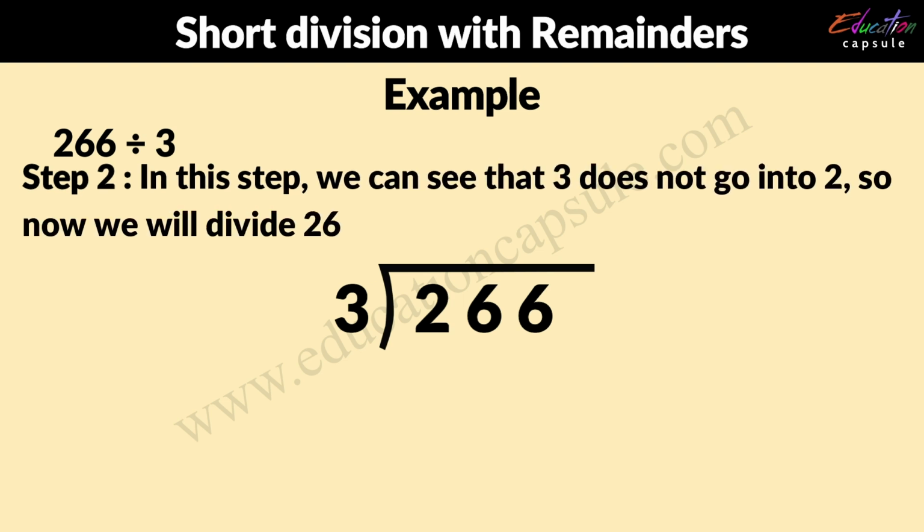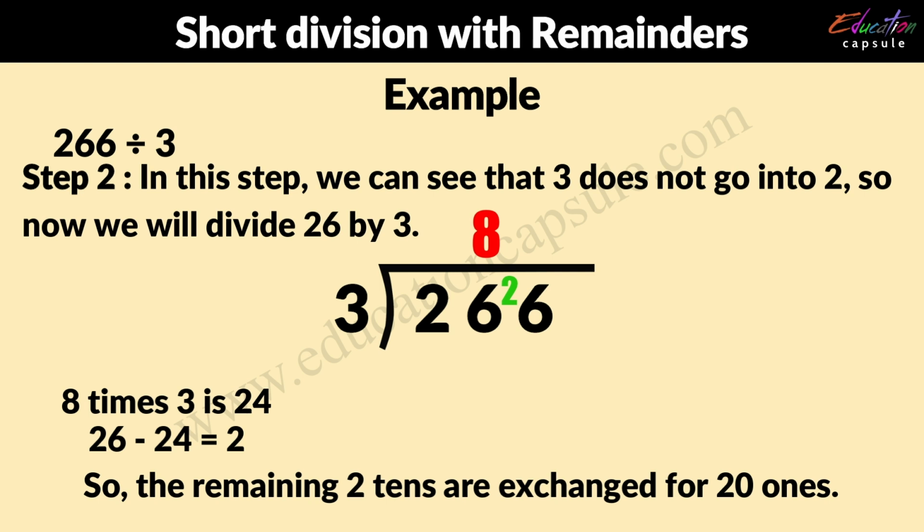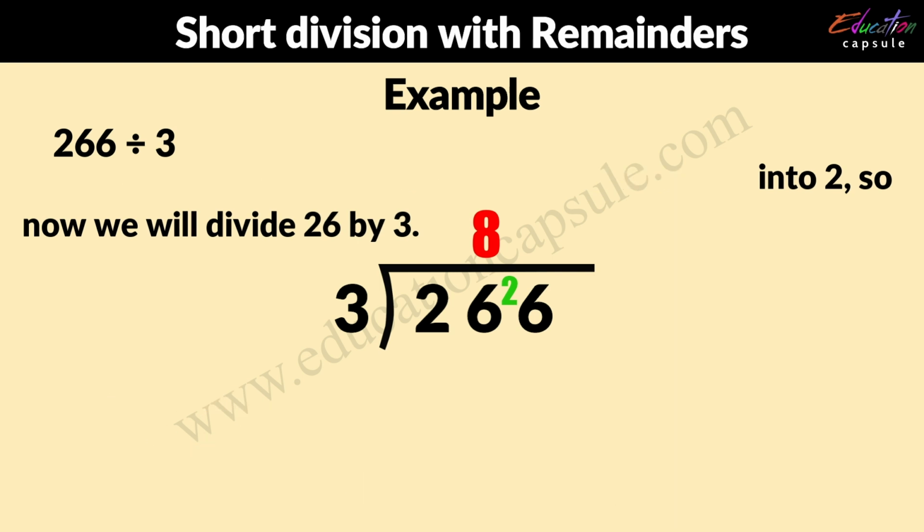In this step, we can see that 3 does not go into 2, so we will divide 26 by 3. So 8 times 3 is 24. So 26 take away 24 is equal to 2. So the remaining 2 tens are exchanged for 20 ones. Now let's move to the step 3.